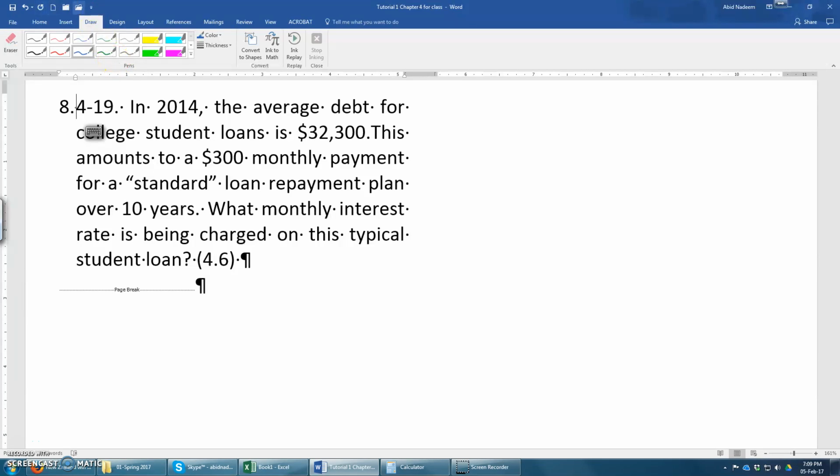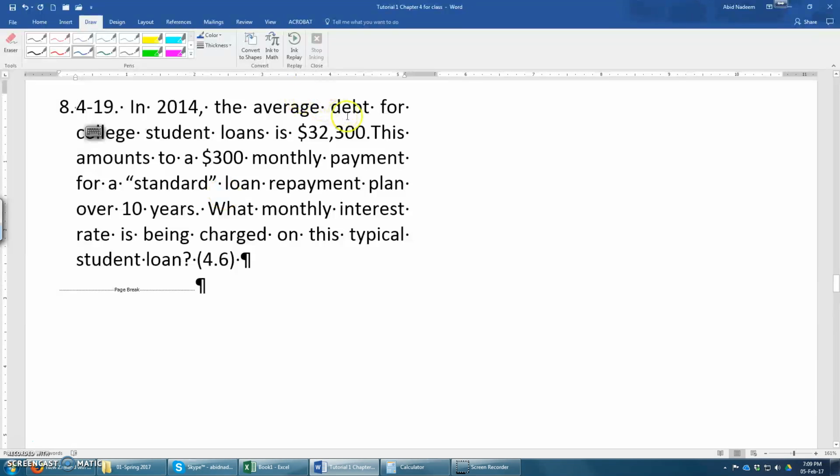Okay, new problem, 4-19. In 2014, the average debt for college student loans is $32,300. This amounts to a $300 monthly payment for a standard loan repayment plan over 10 years. So what monthly interest rate is being charged on this typical student loan?